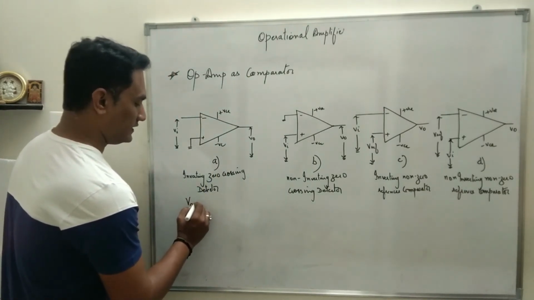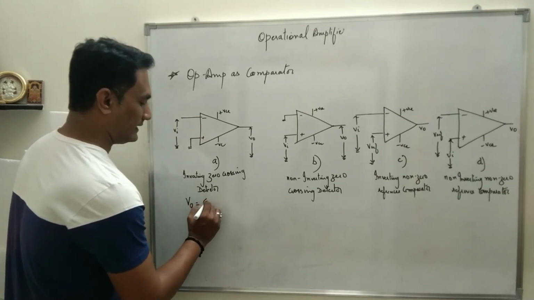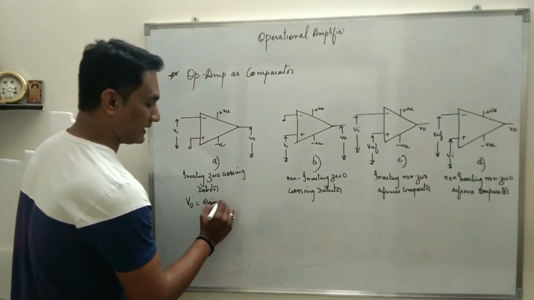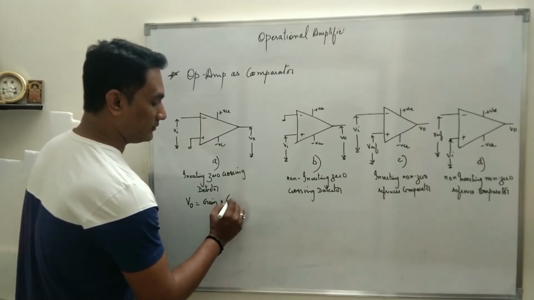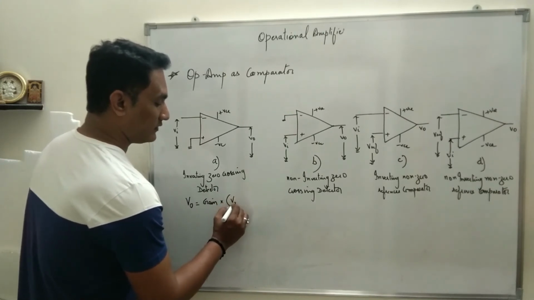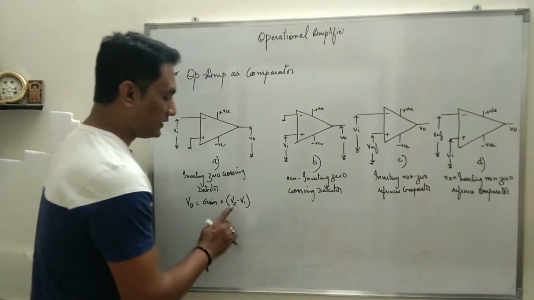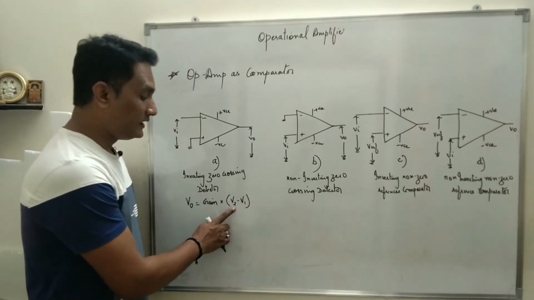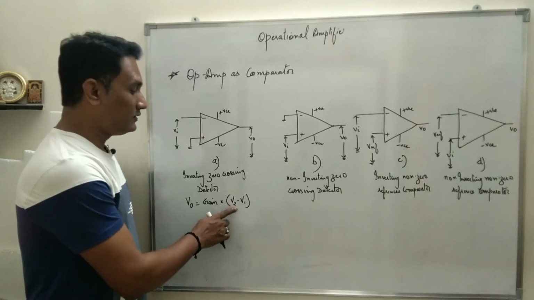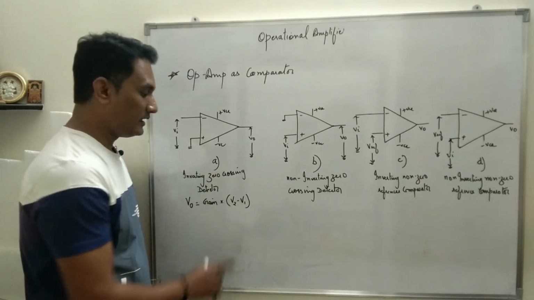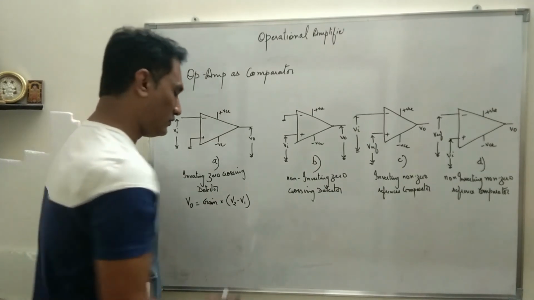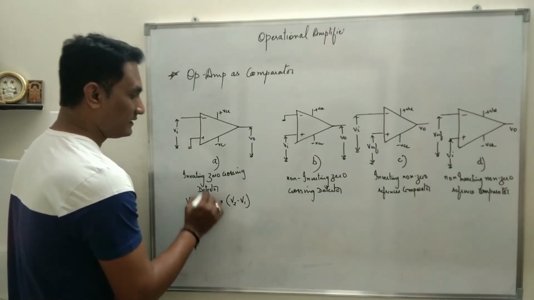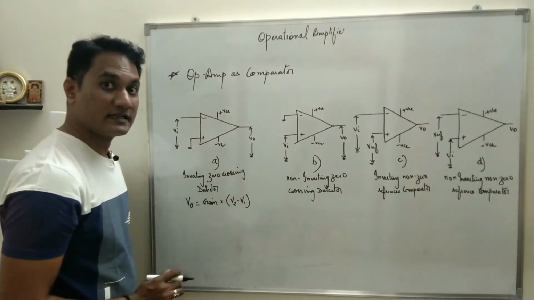V0 is equal to gain multiplied by the difference between the 2 input voltages, right? So the difference I will always write as V2 minus V1, where V2 is the potential applied at the non-inverting terminal and V1 is the potential applied at the inverting terminal. Okay, so in the first case, as no feedback is given, gain is infinite.